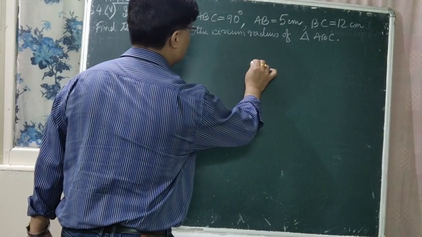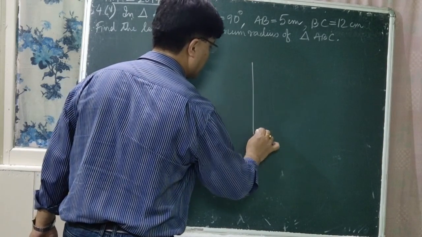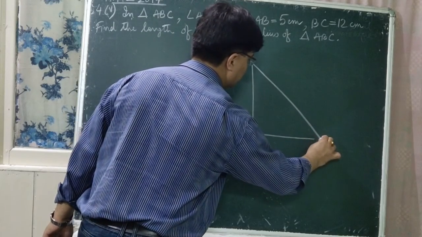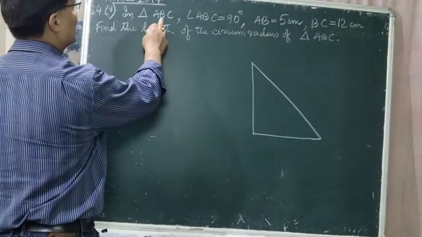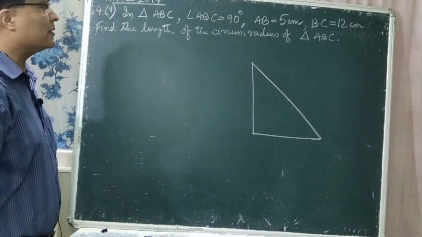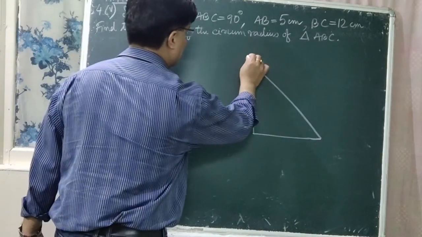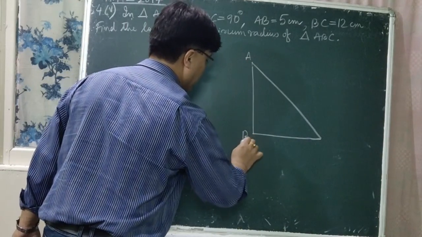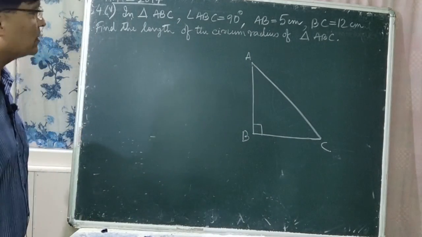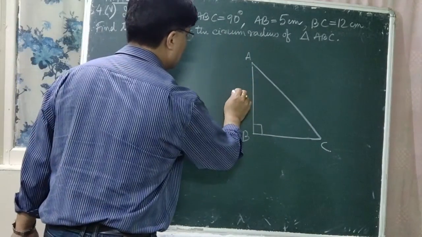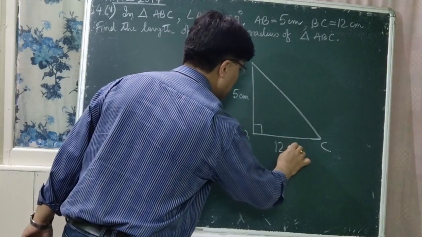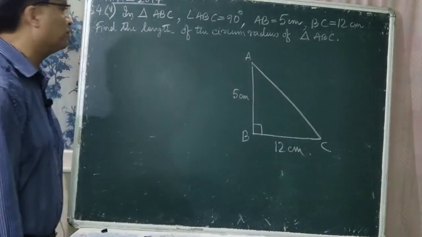So in this case triangle ABC is a right angle triangle because in the question it is given that angle ABC is 90 degree. That is A, B and this is C. This is your 90 degree. Right? So what is the length of AB? Length of AB is 5 centimeter. And what is the length of BC? It is given as 12 centimeter.